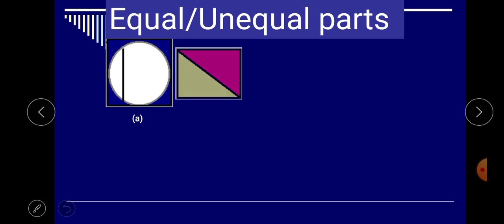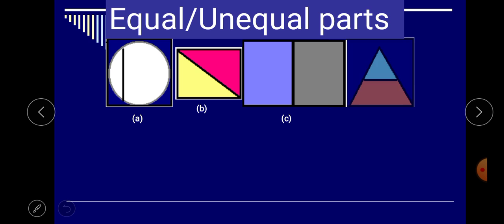So here you can see that four figures A, B, C and D are given, but you can see that in figure A this circle is not divided into two equal parts. These two parts are not equal, and in figure B you can see that the rectangle is divided into two equal parts. Similarly figure C is also divided into two equal parts, but figure D is again not divided into two equal parts.